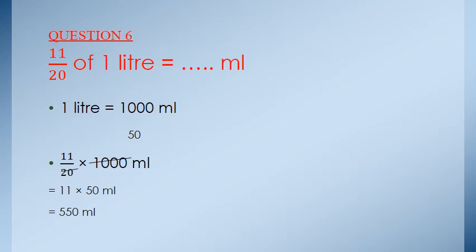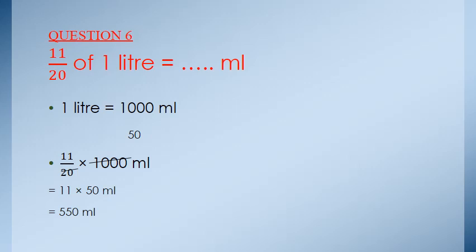11 upon 20 will be written as it is. Of means multiply. 1 liter is equal to 1000 milliliter. So our expression came out to be 11 upon 20 multiply 1000 milliliter. Now the first term is a fraction and the second term is a whole number. So in the second portion there is no denominator, so we'll consider it as 1.